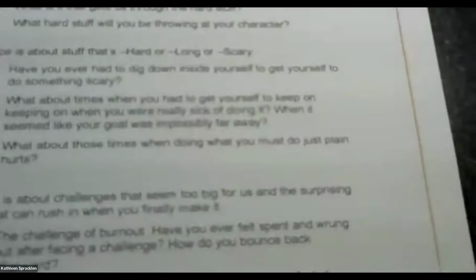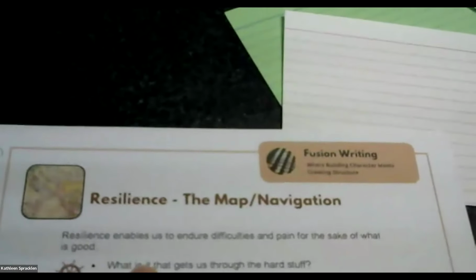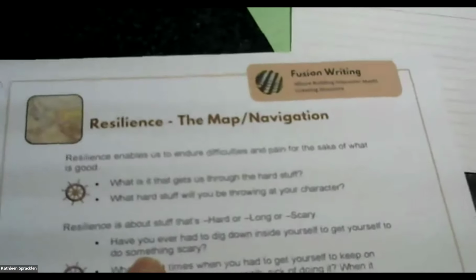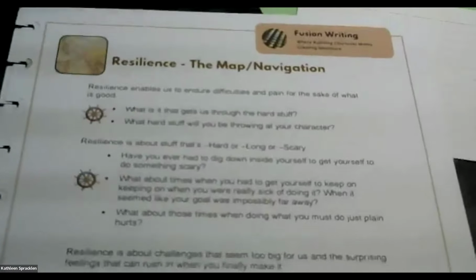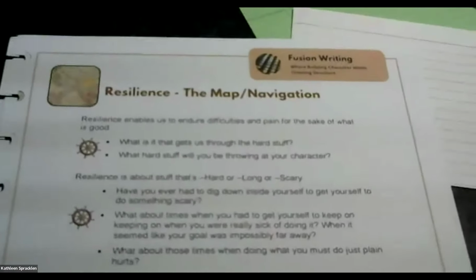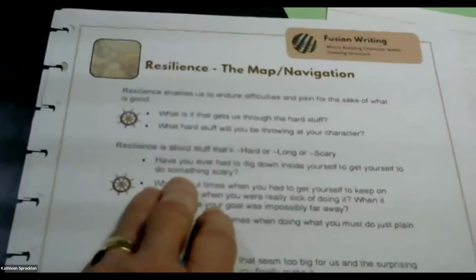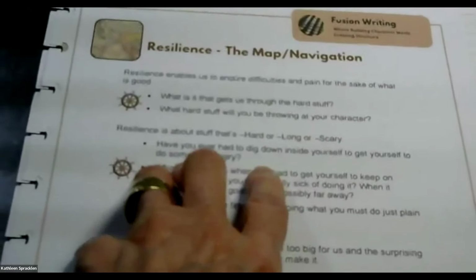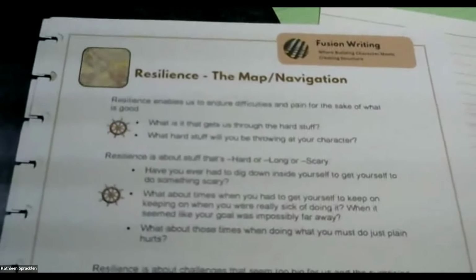Okay, so now, say for example, that you are going to be doing one of the exercises in fusion writing. You have these exercises like the map, and they tell you things like an example of what to write to get you an idea of writing about the character trait involved. For example, resilience is about stuff that's hard, long, or scary. And then one of the writing prompts is, have you ever had to dig down deep inside yourself to get yourself to do something scary? Well, that's a whole story.